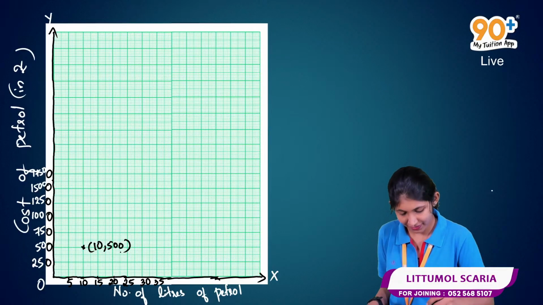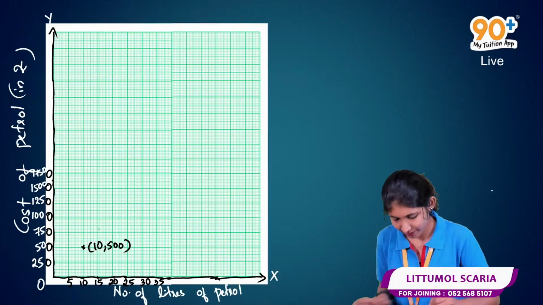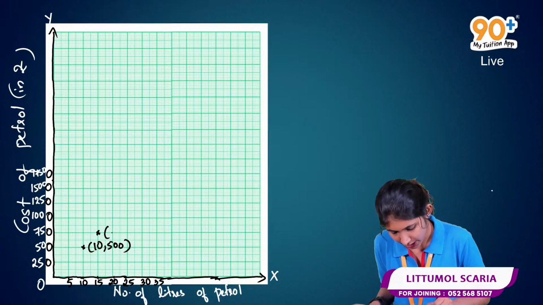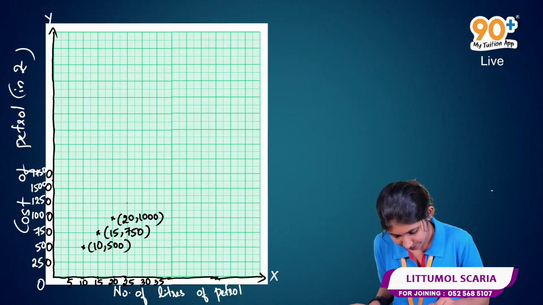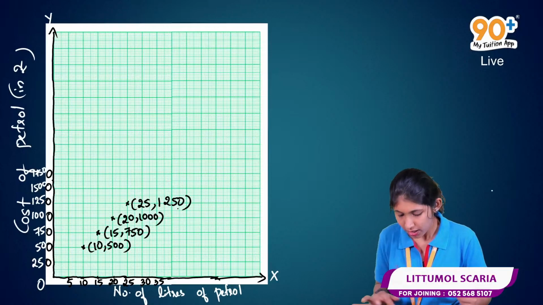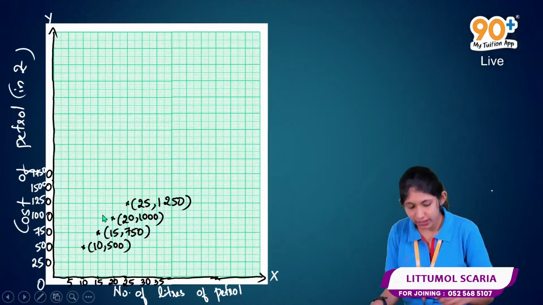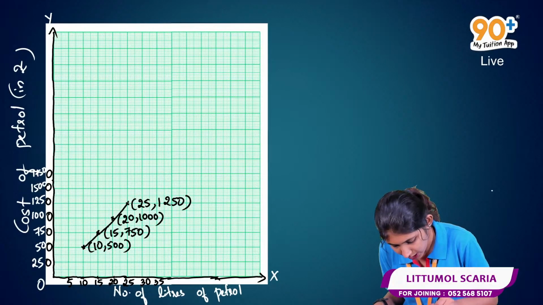Then the second one. At 15 it's 750. So again 15 comma 750. Now 20, 1000. So here comes your 20, 1000. Fourth one: 25, 1250. Is it over? That's all. Now we are just joining these points and this is what you got, right?